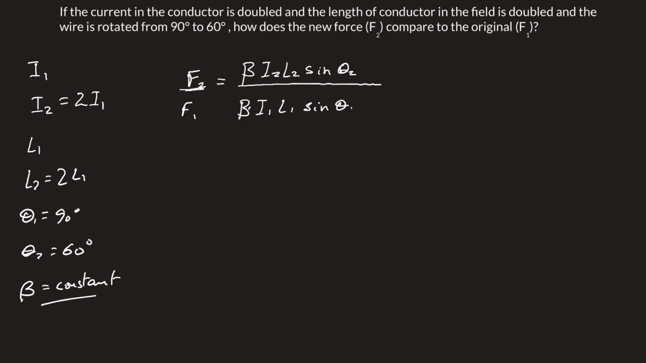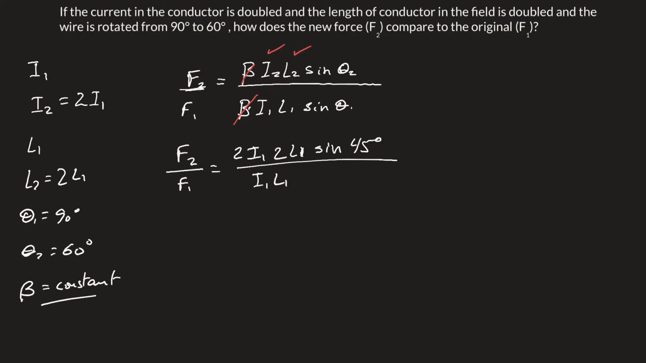So now that we have this, we can actually do more than we think because we're going to sub in these values here, and we're going to end up canceling our values for beta. So F2 over F1 is equal to no more beta values. We know that I2 is 2 I1, L2 is 2 L1, sine of 45 over I1, L1, sine 90. This then allows us to cancel a little bit more.